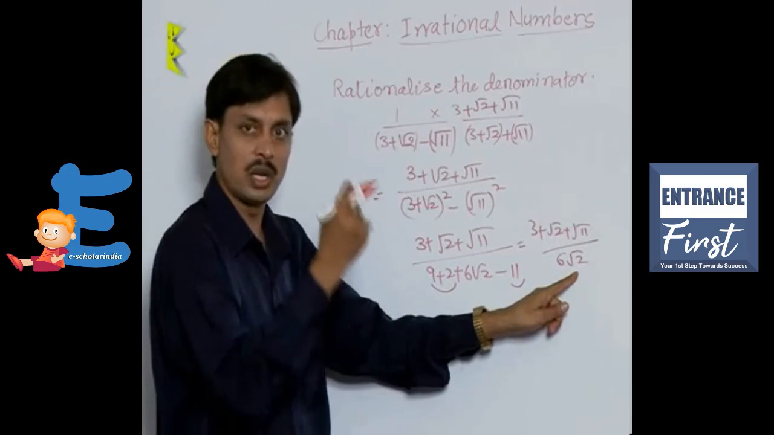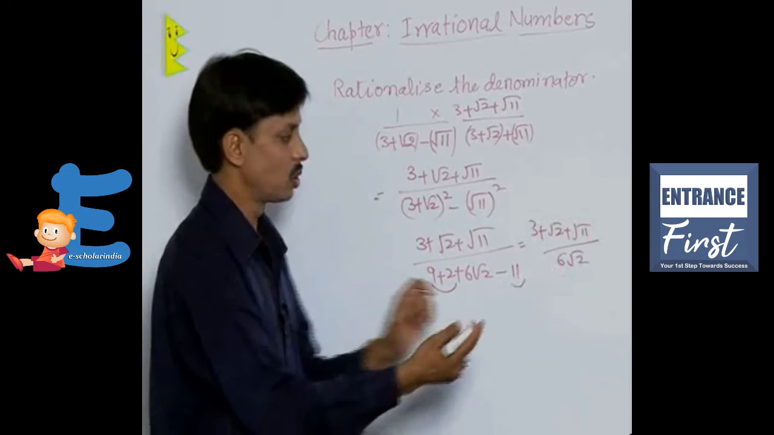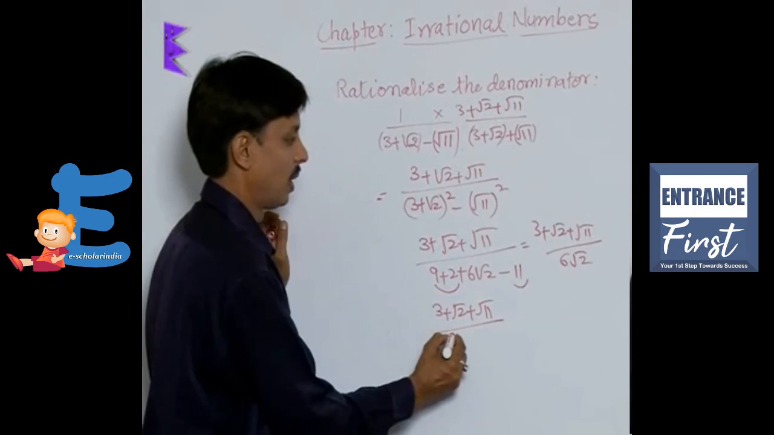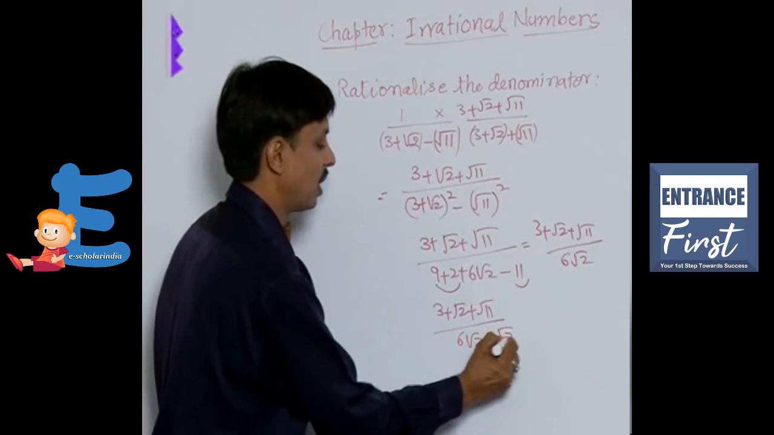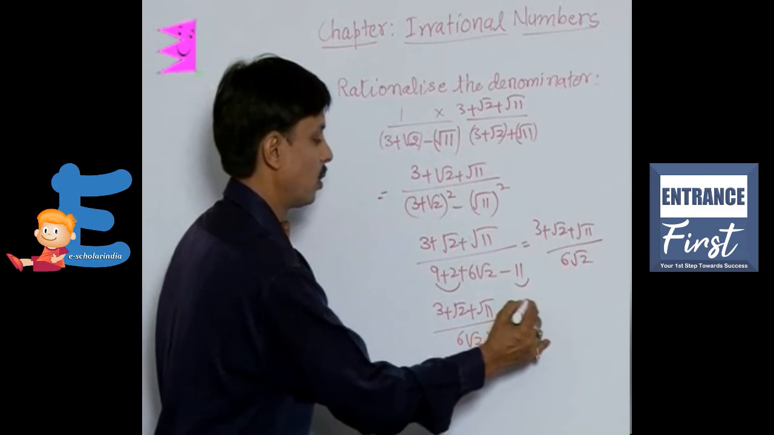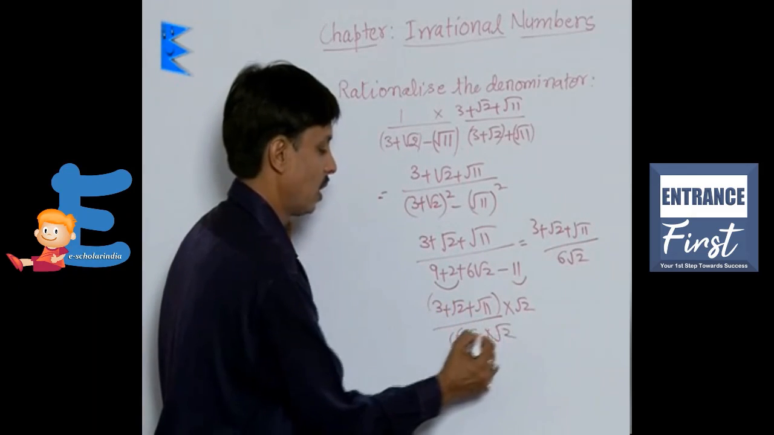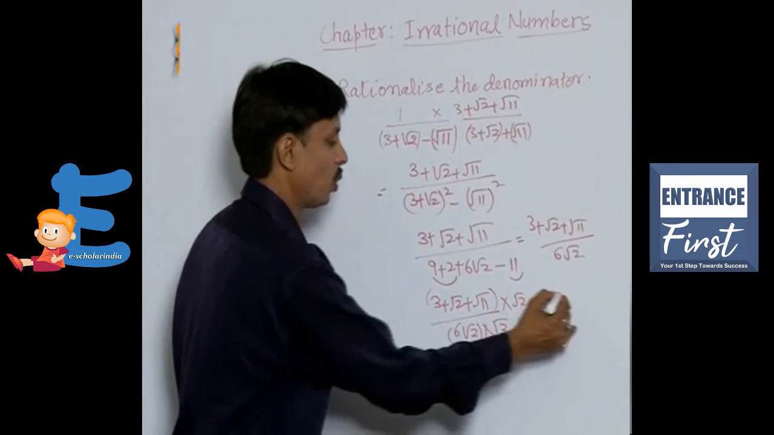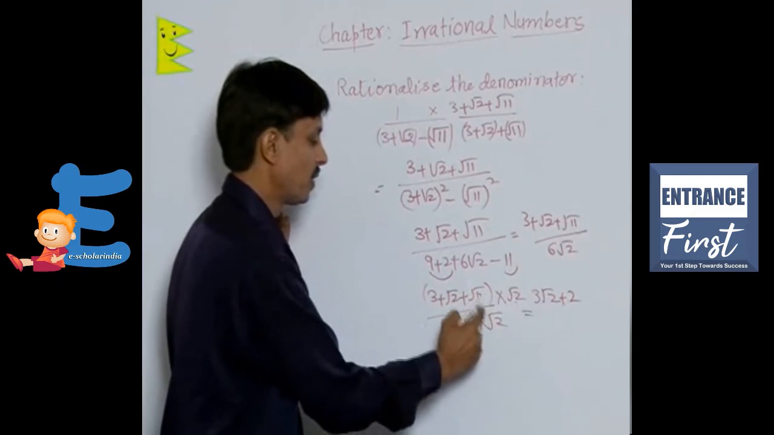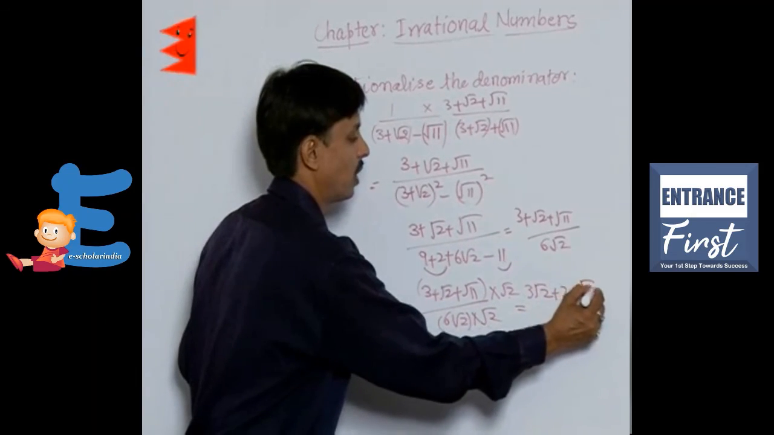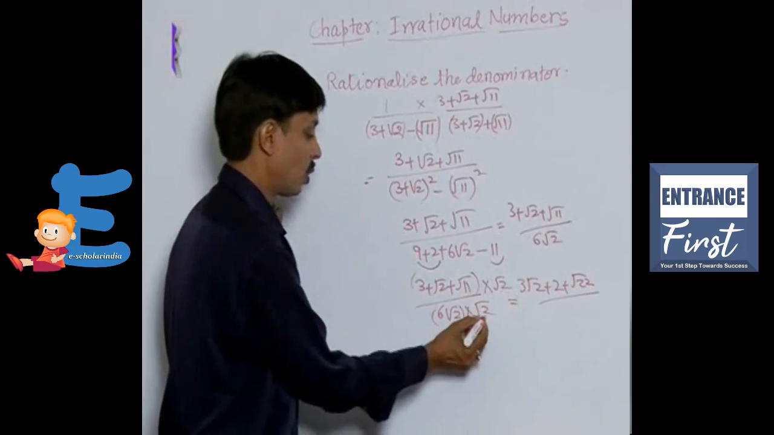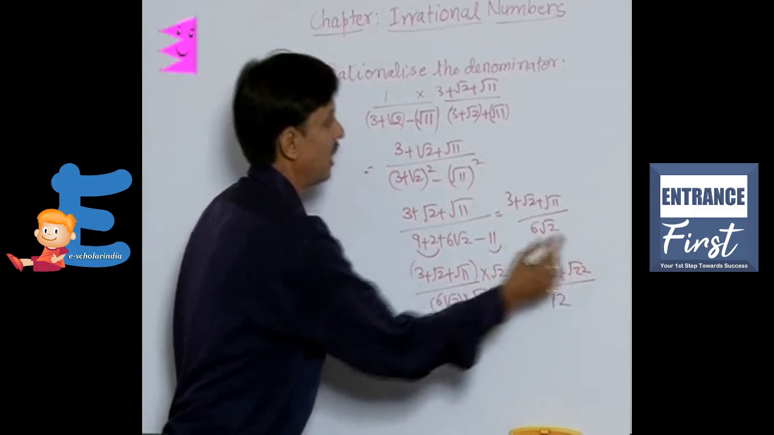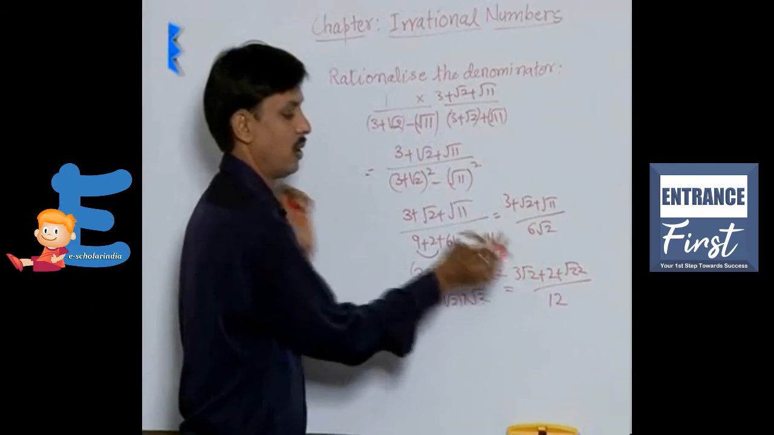Now 6 root 2's rationalizing factor is root 2. So now this 3 plus root 2 plus root 11 upon 6 root 2 needs to be multiplied with what? Root 2 into root 2. So what we will get? We will get 3 root 2. Then root 2 into root 2 is 2, so that answer is 2. Root 11 into root 2 is root 22, divided by root 2 into root 2, which is 2, times 6 is 12. So this is the final rationalized answer of a trinomial.